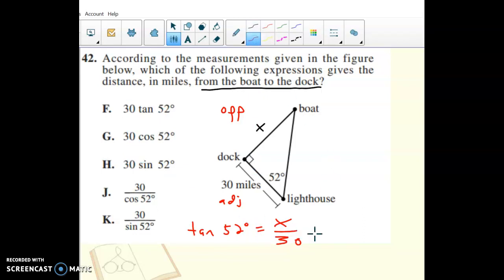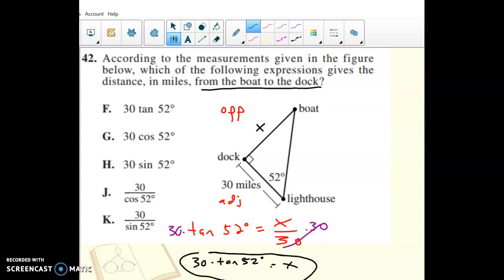So without doing the decimals or anything, if we just multiply both sides by 30, that would wipe out the divide by 30 here. And we get a little expression saying x is equal to 30 times tan 52 degrees. That would be an expression for x, and that's what we could type in our calculator to get the actual decimal value, but all they want is the expression here, so it ends up being that as our right answer. So it's kind of like what we've been doing, just a slightly different style question.